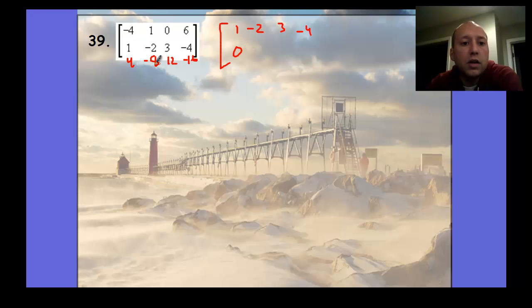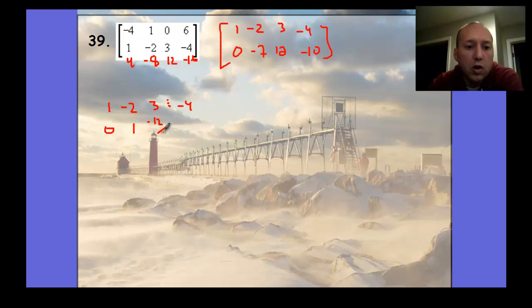Add to the original first equation to find a new second equation. I get 0 here, so I'm adding, so I have negative 7, adding 12, and then adding negative 10. And then we're done with this because we just divide by the negative 7 here, because we don't have that third equation. So 1, negative 2, 3, negative 4, and 0, 1, dividing by negative 7, so we have negative 12 sevenths and then 10 sevenths. Now the third equation is going to be 0, 0, 1. We don't have a third equation, so we're going to let it equal a. That's where we're assigning that z value to be a.